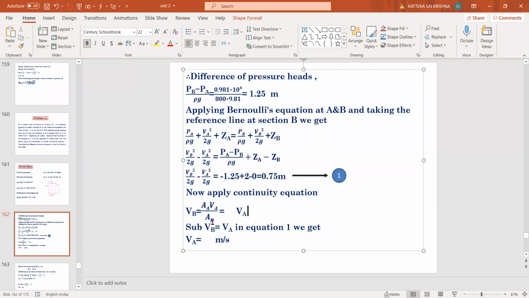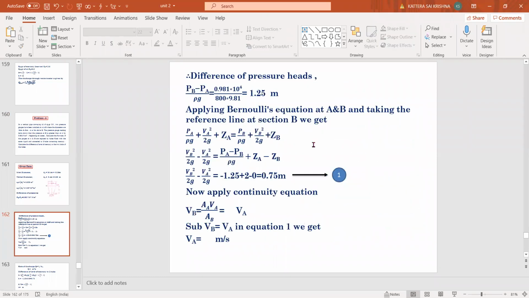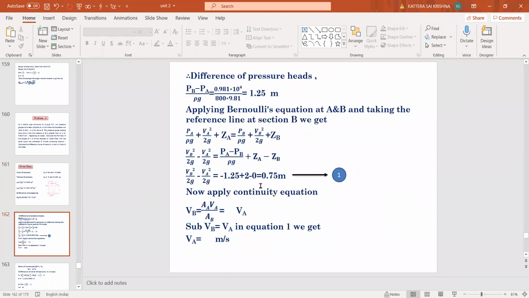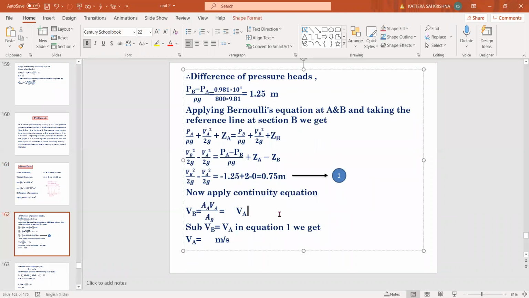So already we have the areas. So you'll get VB equal to some value into VA. So what is the value of AA by AB, you need to calculate. The area of A we have already calculated, 0.0201, divided by this value. So divide these two, AA by AB, and you'll get some number. How much? 3.98. It is almost equal to 4.